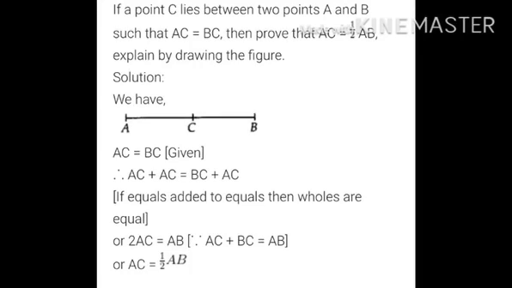See, in the figure, C is in between A and B. AC is equal to BC, that is given. If we add AC to both sides, AC plus AC is equal to BC plus AC. If equals are added to equals, then the wholes are equal, so 2AC is equal to AB. Therefore, AC plus BC is equal to AB, or AC is equal to half of AB.